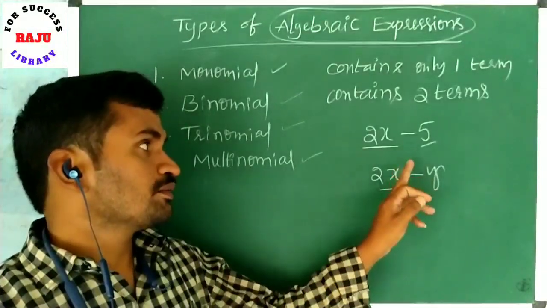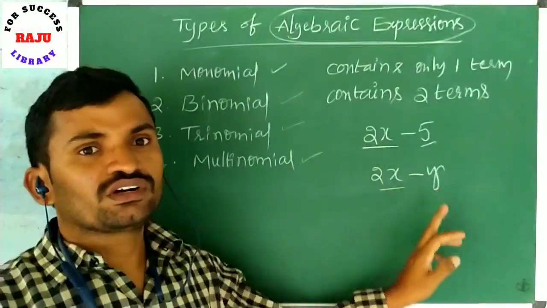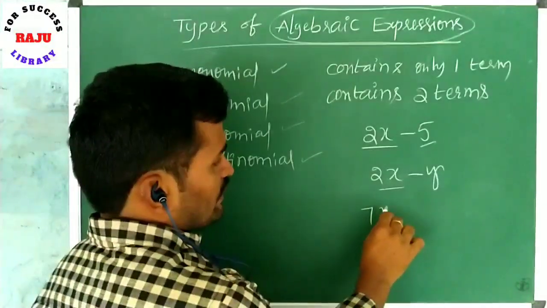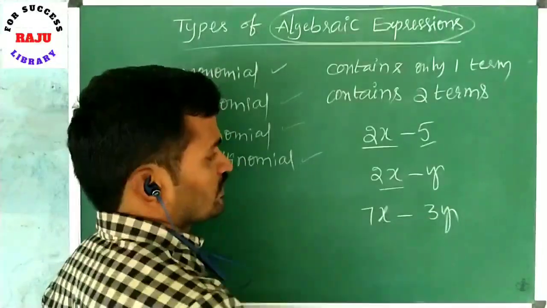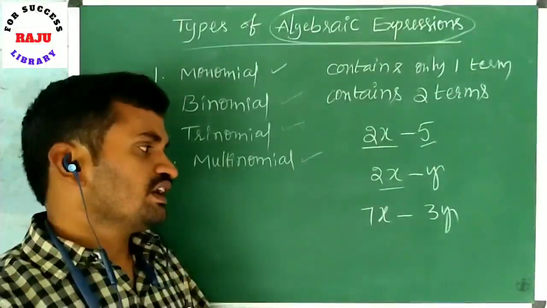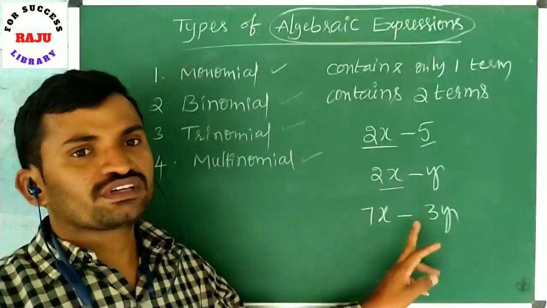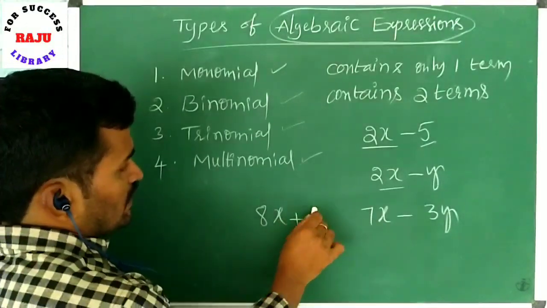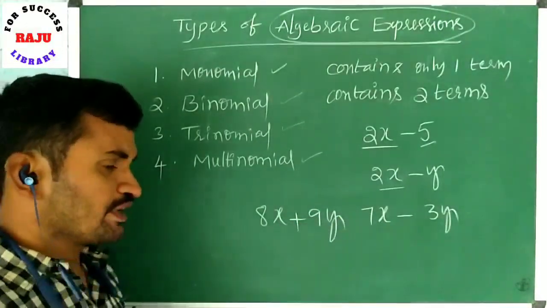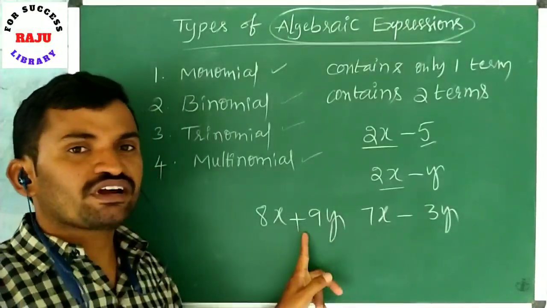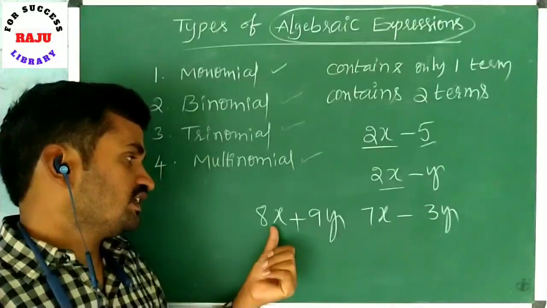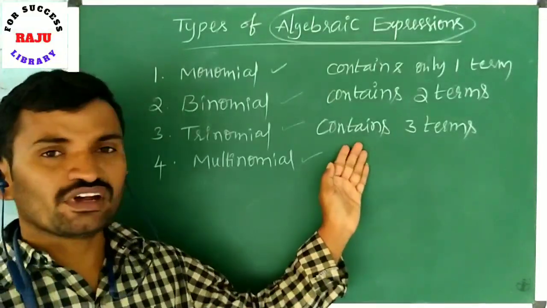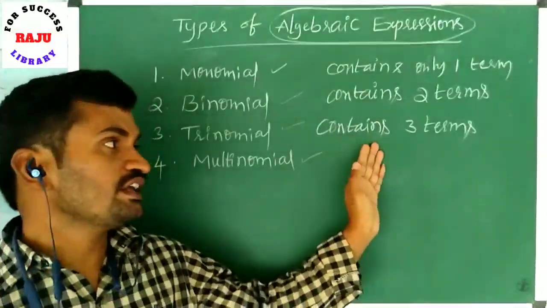You can observe here that minus is dividing the expression into two terms. For example, if you take 7x minus 3y, this minus is dividing it into two terms, that is 7x and 3y. If you take 8x plus 9y, it is a binomial because this plus is dividing it into two terms, that is 8x and 9y.